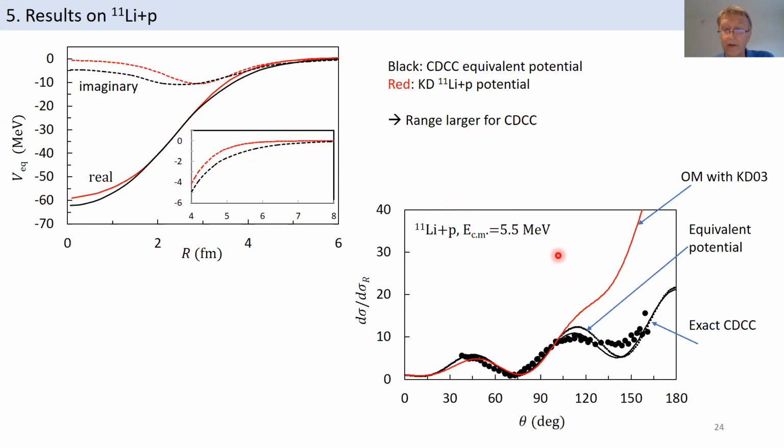And this provides you with this cross-section. So the two curves here are, one is the exact CDCC calculation, and the other is the one obtained with this potential. So as you can see, this is not strictly identical, but rather close to the test of this potential. And the red curve is the Koning-Delaroche potential.